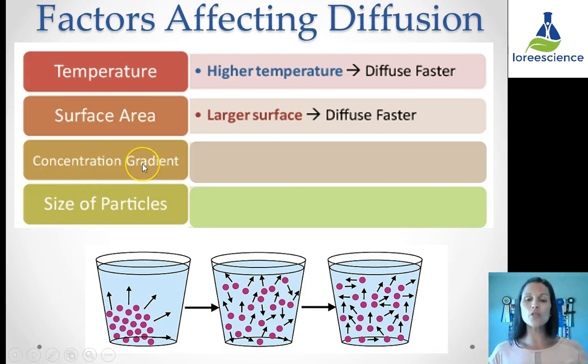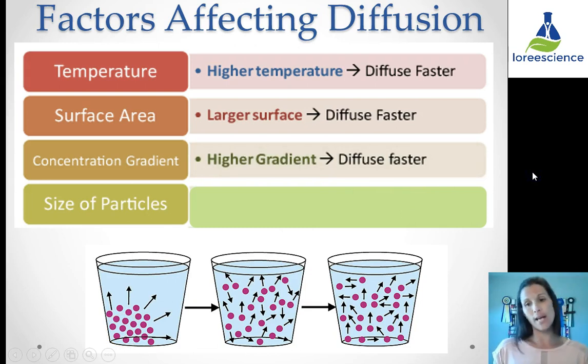Concentration gradient. Now, concentration gradient just means difference in concentration. So if we look down at this example here, there's a high concentration and a low, none over here. So this is a very large gradient or difference in concentration. Lots versus none. Okay, so the bigger that concentration difference is, the faster diffusion is going to happen.